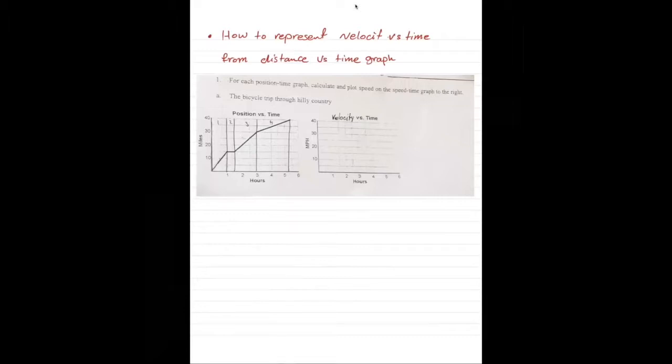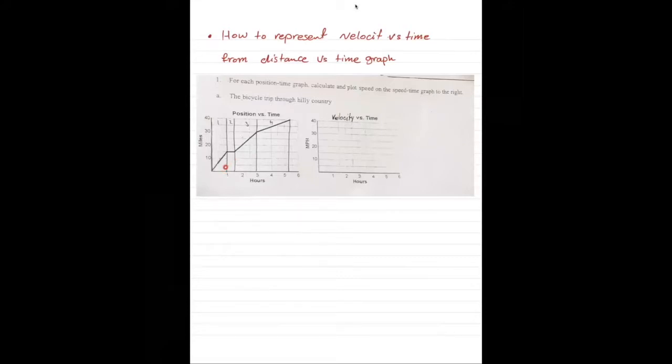So this is the first problem. It says, for each position time graph, calculate and plot the speed on the speed time graph to the right. As I just said, this is a question where we have to transform position versus time to velocity versus time. That's the first one we're going to work with: the bicycle trip through hilly country. The information given to us here is our position and time graph, which should represent a bicycle trip.